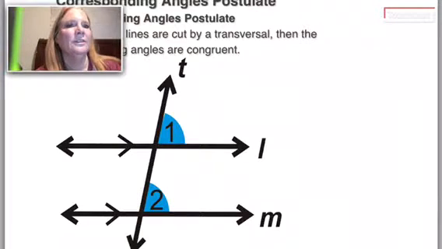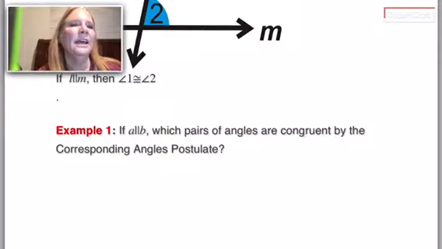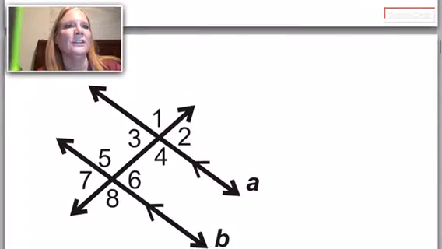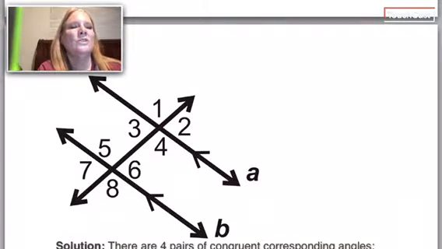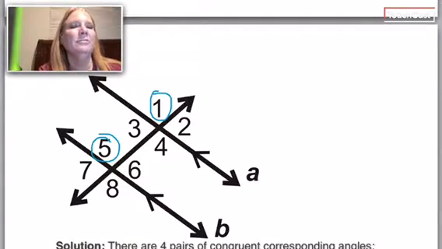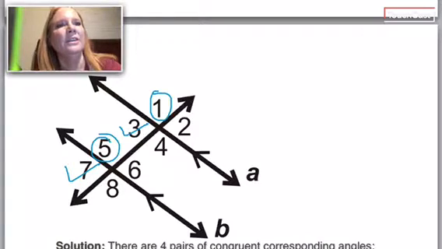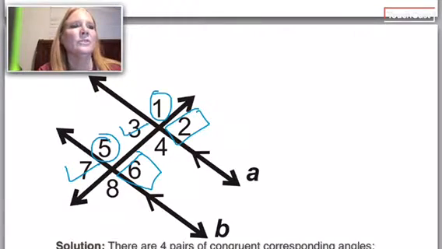Okay, so now let's look down here and we have an example. If a is parallel to b, which pair of angles are congruent by the corresponding angles postulate? So you look at a picture like this and you just name the corresponding angles. And so that would mean that angle 1 is congruent to angle 5 because they're corresponding angles, as well as we could say that 3 is congruent to 7. We know that 2 is congruent to 6, and 4 is congruent to 8.